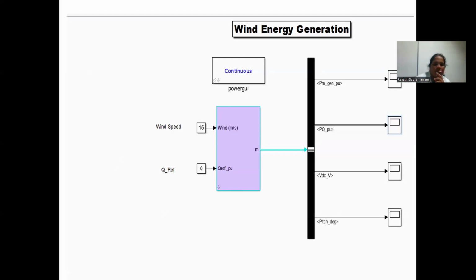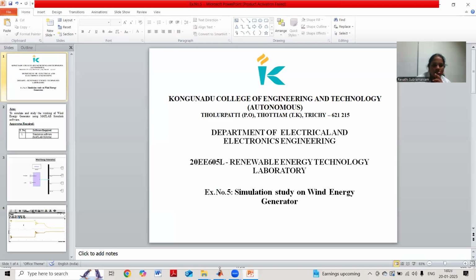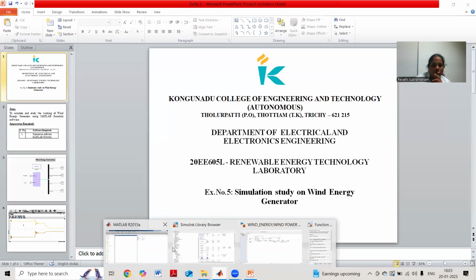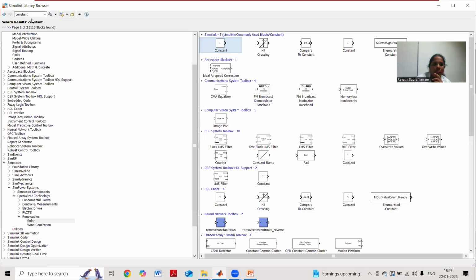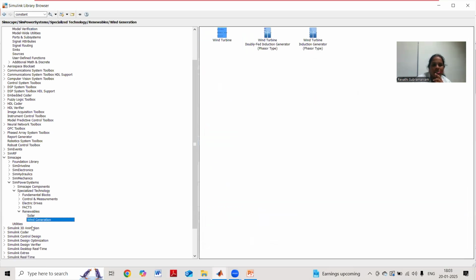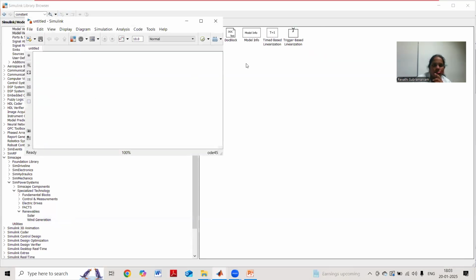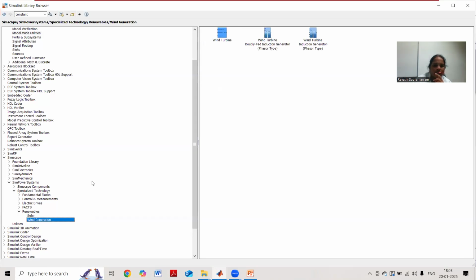So as usual, when you are going for MATLAB, here is a Simulink library. Once again, in power generation there are many inputs like wind turbine. So you can add this to a new block. I will be creating a new block and I will be creating the wind generation in the new block.